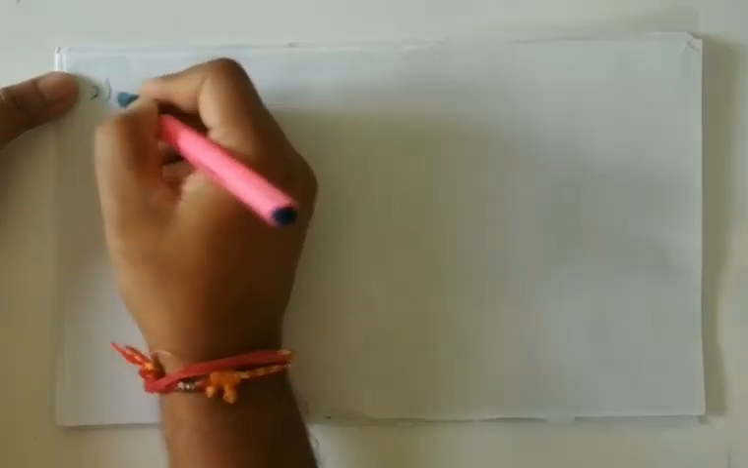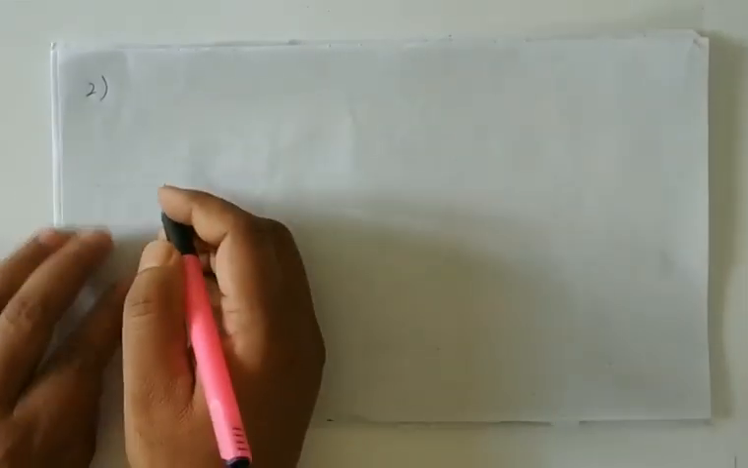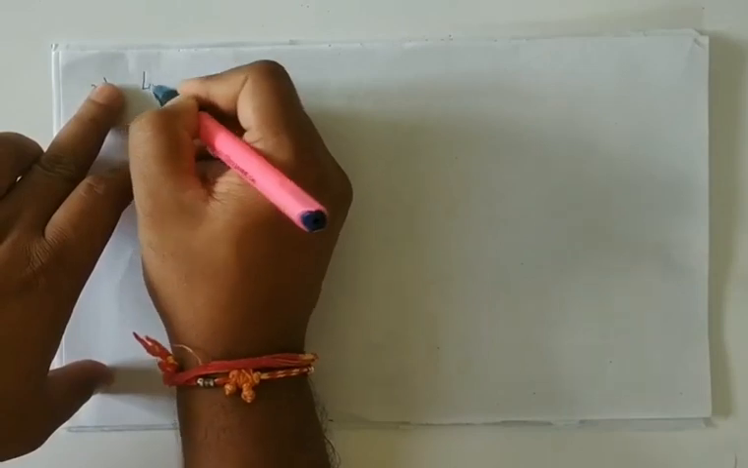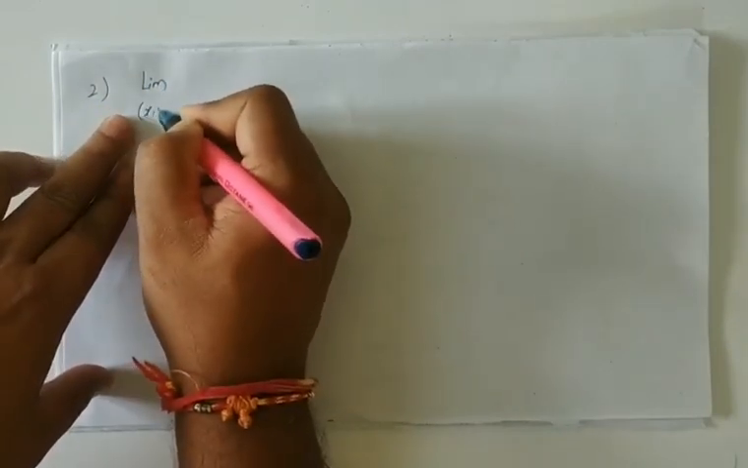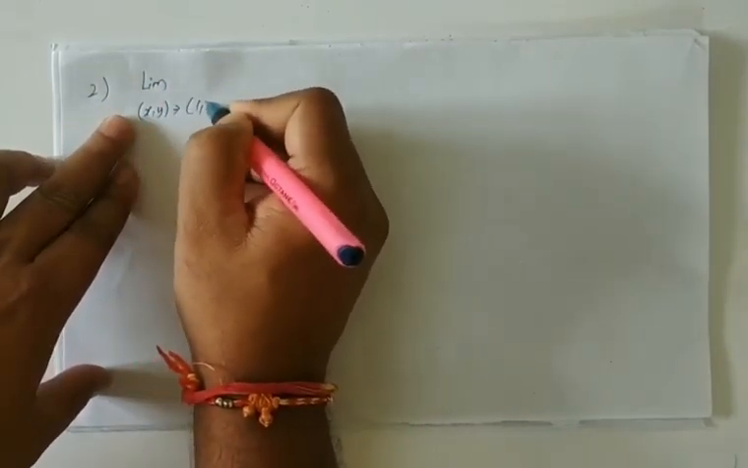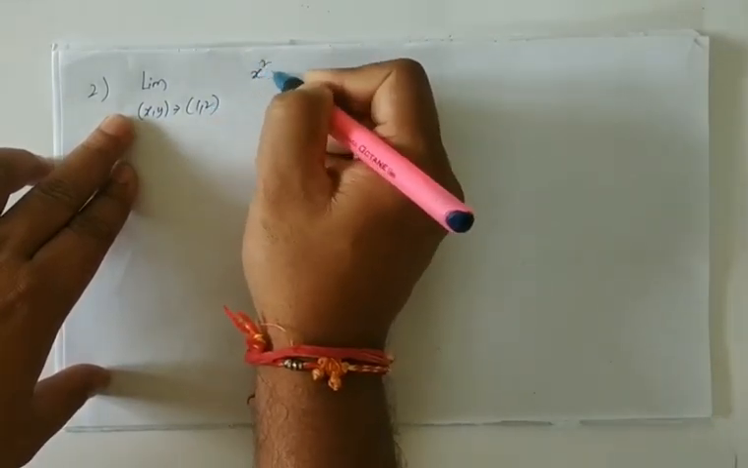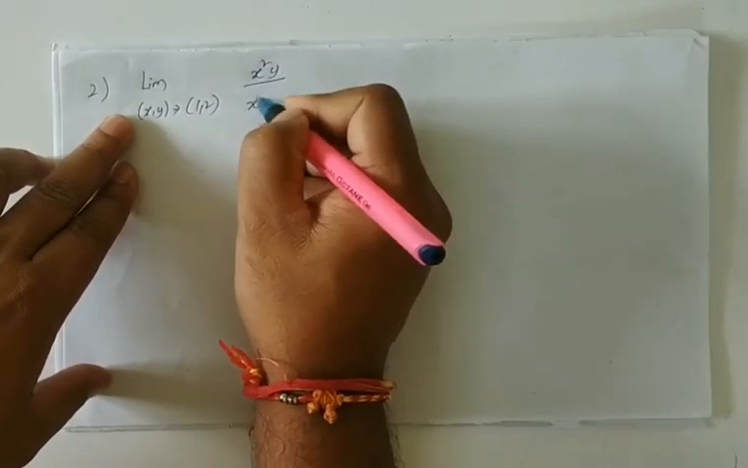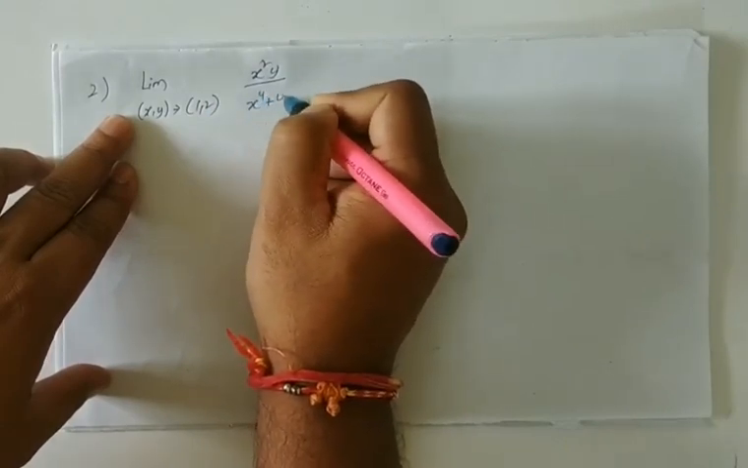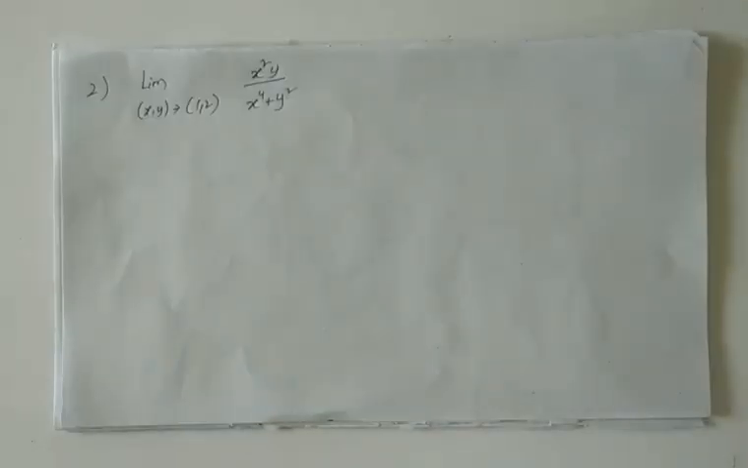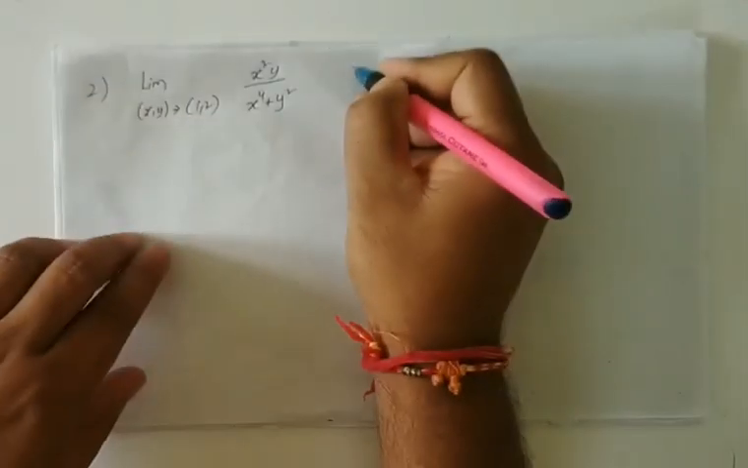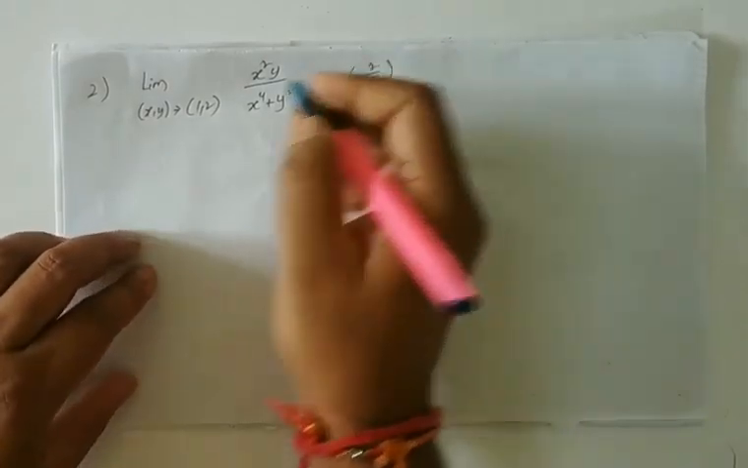Second one, write down: limit as (x, y) approaches (1, 2) of x square y by x power 4 plus y square. What is the answer? 2 by 5.